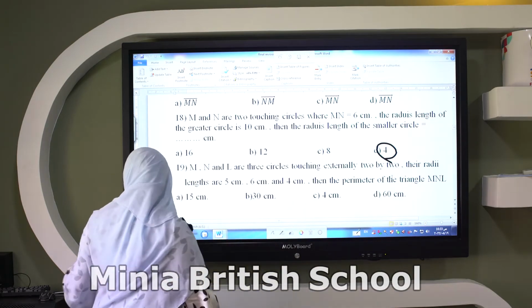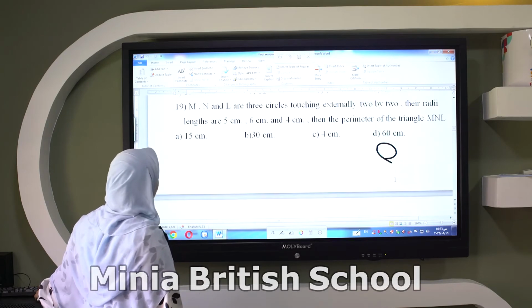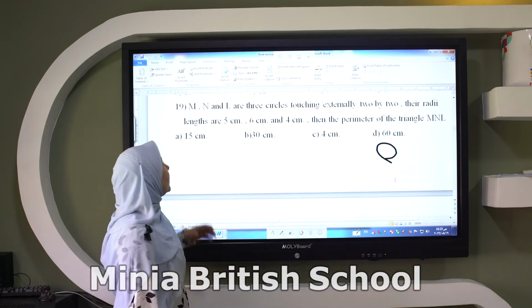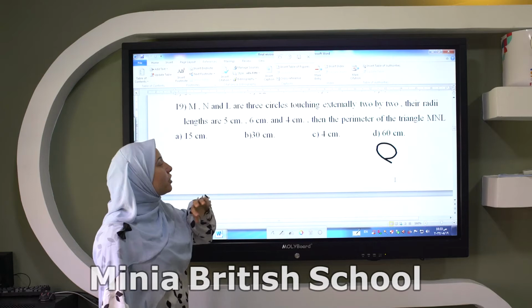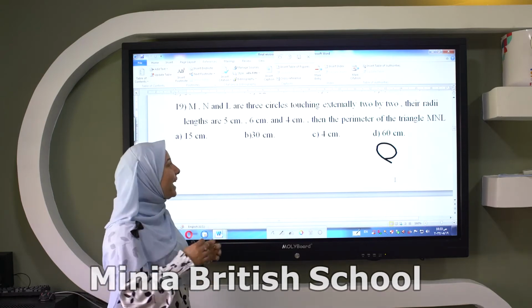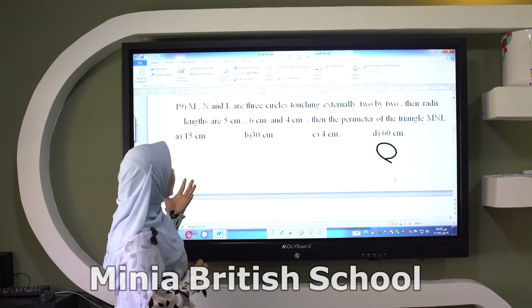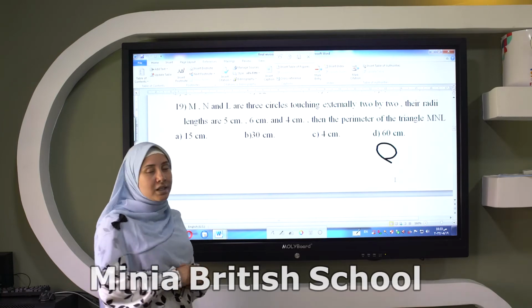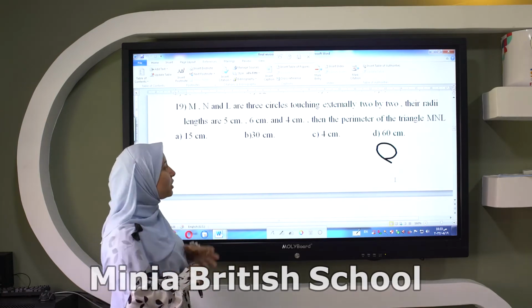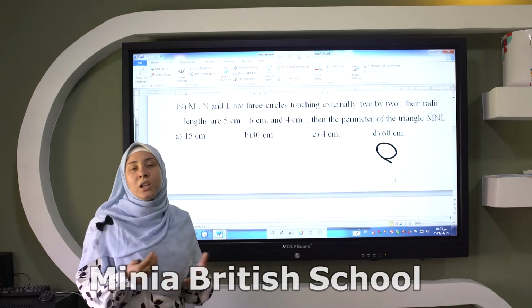And number 19, M, N and L are three circles touching externally, two by two, okay? Then radii lengths are 5 cm, 6 cm, 4 cm. Then the perimeter of the triangle MNL equals what?